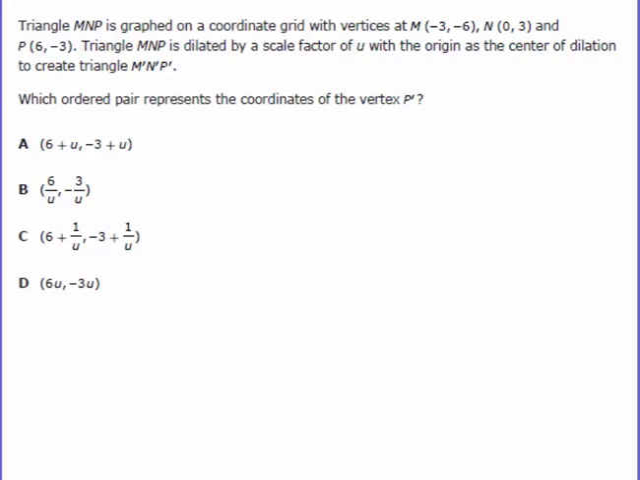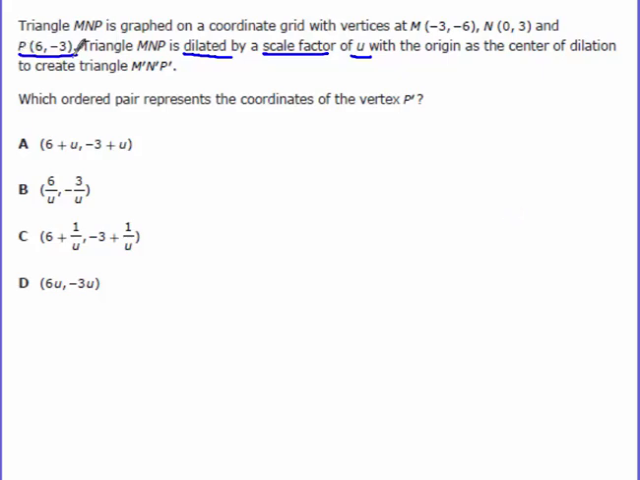Okay, this one says we've got triangle MNP graphed on a coordinate grid with vertices at M, N, and P. Triangle MNP is dilated. Okay, so immediately I need you thinking, okay, it's either gotten bigger or gotten smaller by a scale factor of U. So we know that the scale factor is just a simple letter with the origin as the center of the dilation. Which ordered pair represents the coordinates of the vertex P prime? So we're focusing on just this point right here.